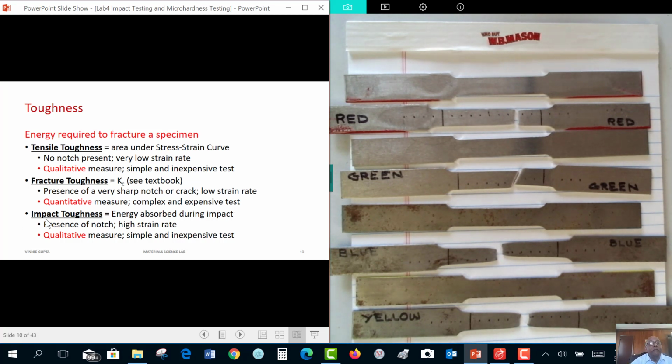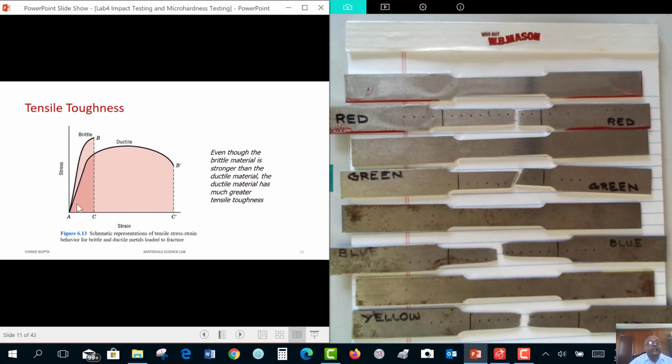Then, of course, last is impact toughness, which is the energy absorbed during impact. Here, our specimen has a notch and the sample is deformed at a very high strain rate because we load it under impact condition. And again, even though we do get a number, just like the area under the curve is a number, it is not a number we could compare quantitatively. So in the same way here, we'll get a number, but it'll be just a qualitative measure. We can say something is more tough than another. However, it is a very simple and inexpensive test.